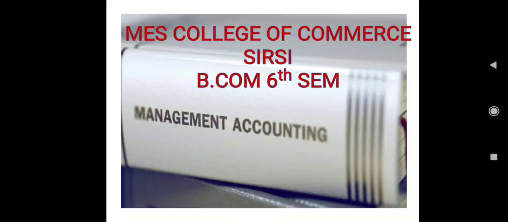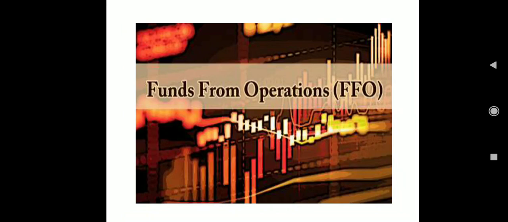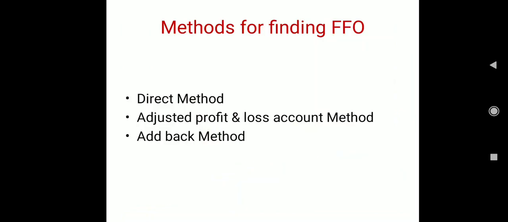Now again, as I've told, we will have the fund from operation. Sorry for the confusion, this is actually the first class where we are going to calculate fund from operation. To calculate fund from operation we have three methods: the direct method, the adjusted profit and loss account method, and the add back method. In further classes we'll check the direct method, and now I am going to follow the last one, the add back method.